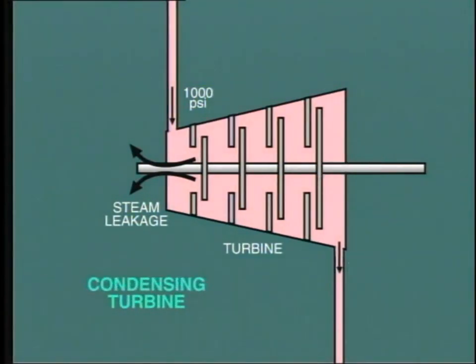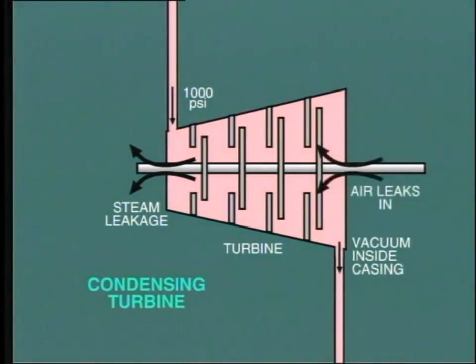But what about the case of a condensing turbine? Well, in this situation, there is a vacuum inside the casing at the low pressure end. So instead of steam leaking out, air would leak in, and we do not like that either. It could lead to a loss of vacuum and consequent loss of efficiency.